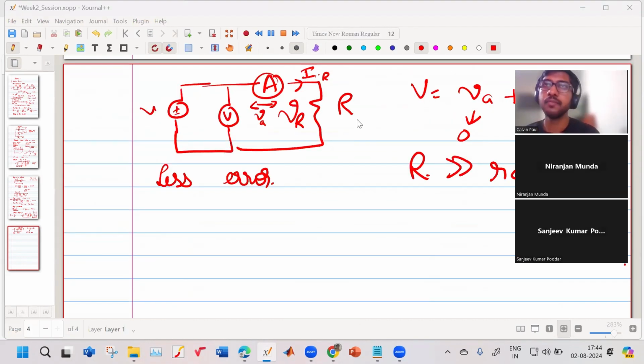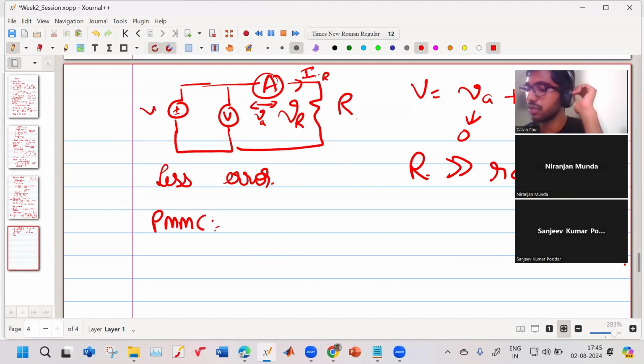So in this way, you can measure the resistance. Further, there is another way. We know the PMMC instrument. This PMMC instrument can only measure DC.